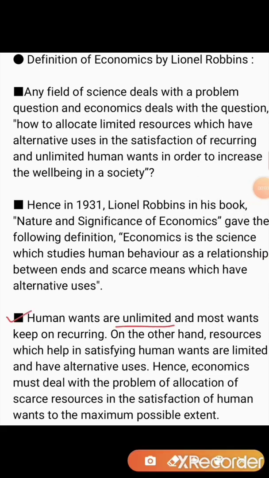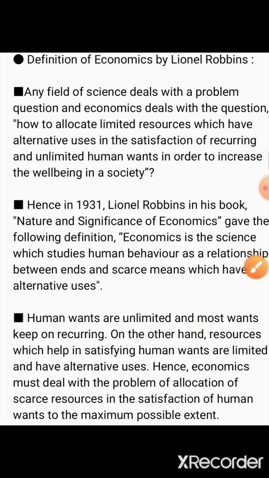Human wants are unlimited and most wants keep on recurring. So we know that human wants are unlimited. For example, you have a scooty, then you will demand a bike, then a sports bike, then a car, then a sports car. So our wants are unlimited, and most of our wants keep on recurring, such as buying shoes and clothes. There are many wants of human beings which keep on recurring.